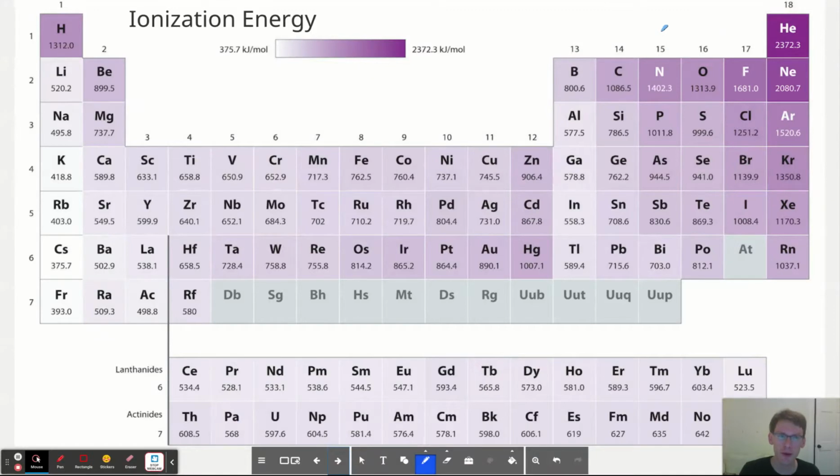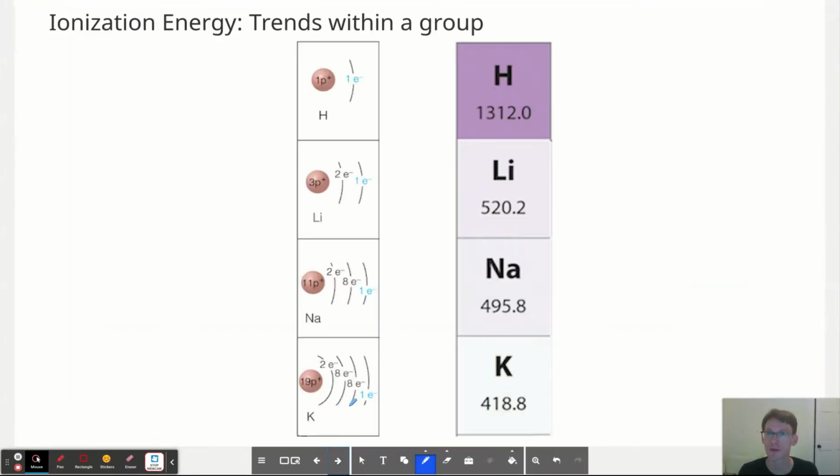So in general, though, we can see that as we're further to the right and we're further up on the periodic table, we have higher ionization energy. Notice it's pretty blue over here to the right and up, and less so bottom and left. So how can we explain this?